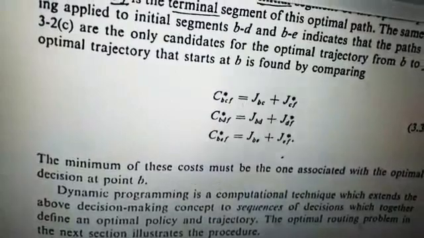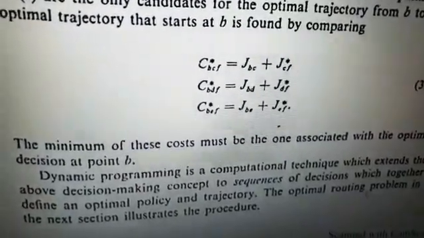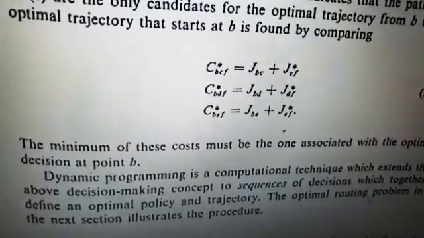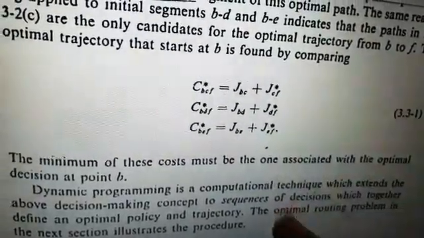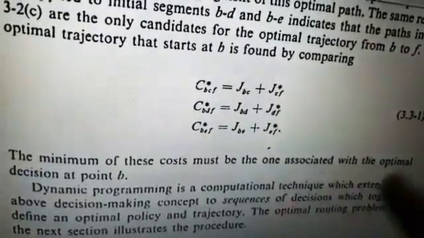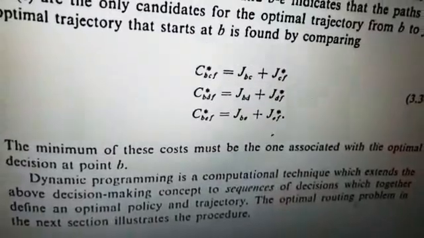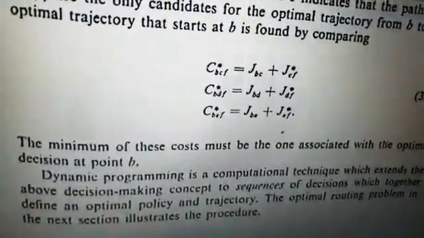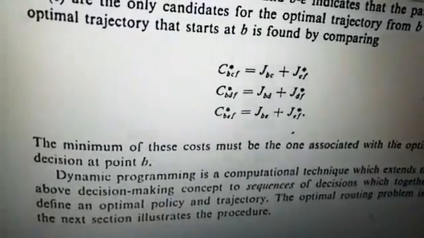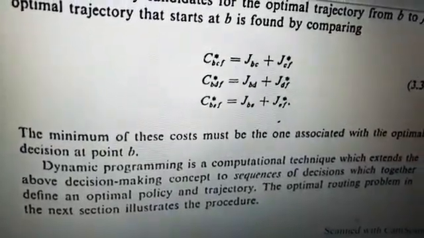Then dynamic programming is a computational technique which extends the above decision making concept. There are so many sequences of decisions here which together define an optimal policy, and it is a trajectory. Which one is the best, which one is the minimum, and how to find that, we will discuss in the next topic, that is the routing problem.